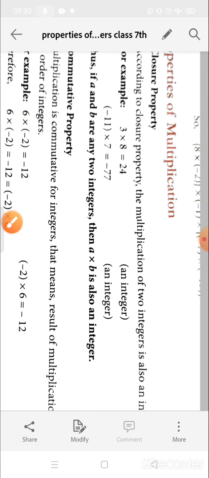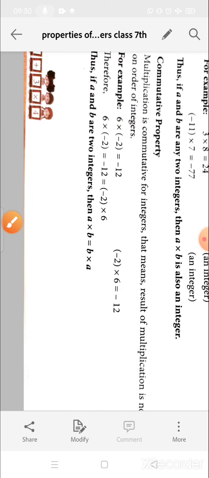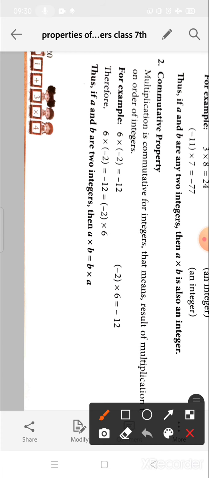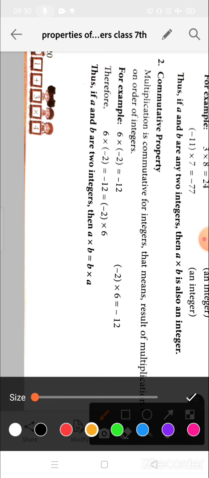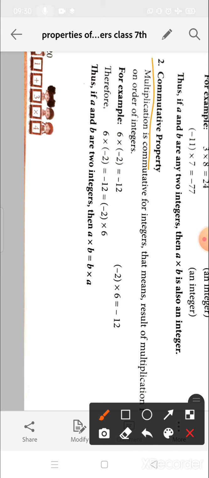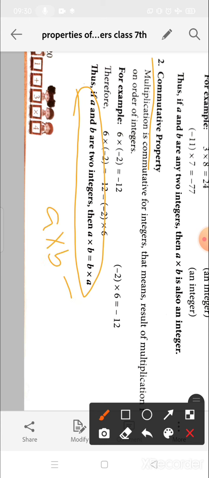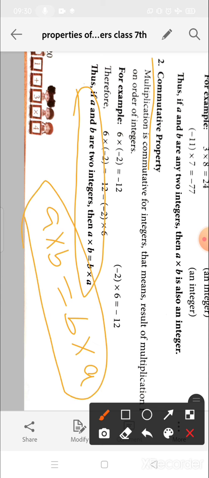Now we will move on to the second one. The second property is the commutative property. For the definition of the commutative property, look here. If a and b are two integers, then a cross b is equal to b cross a. It means beta, the multiplication of integers does not depend on the order of multiplication. Either we multiply a by b or we multiply b by a, in both cases we have the same result.